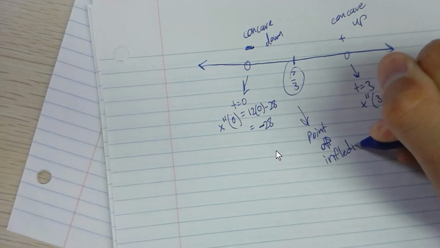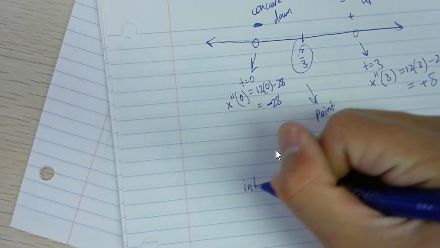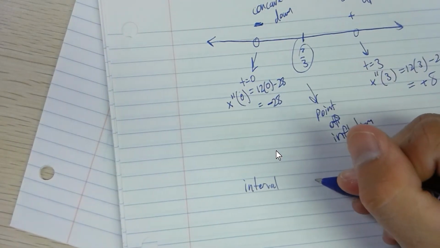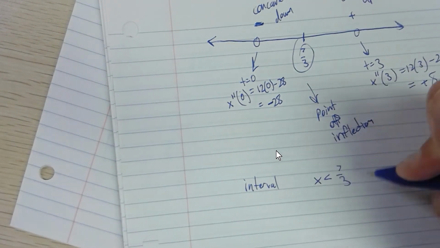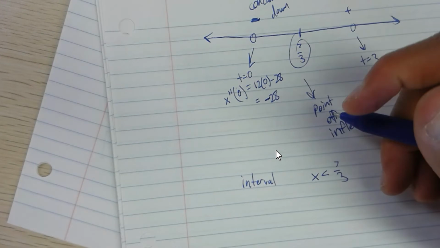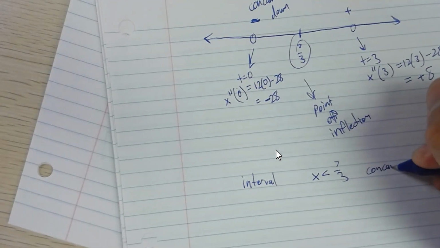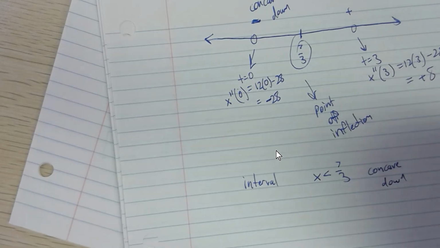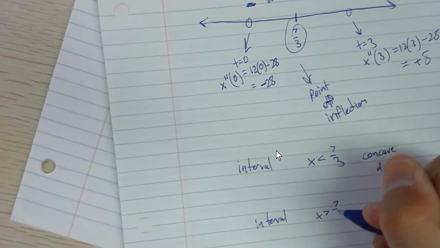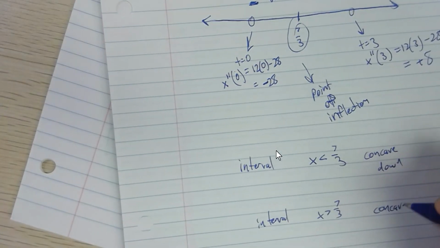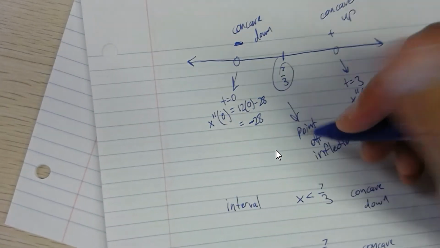And also, I didn't go over how you would answer this. You would say that the interval of x less than 7 over 3, not equal to, but just less than 7 over 3, you have concave down. And then the other interval, x greater than 7 over 3, is concave up. And the point where it shifts concavity is what we call the point of inflection.